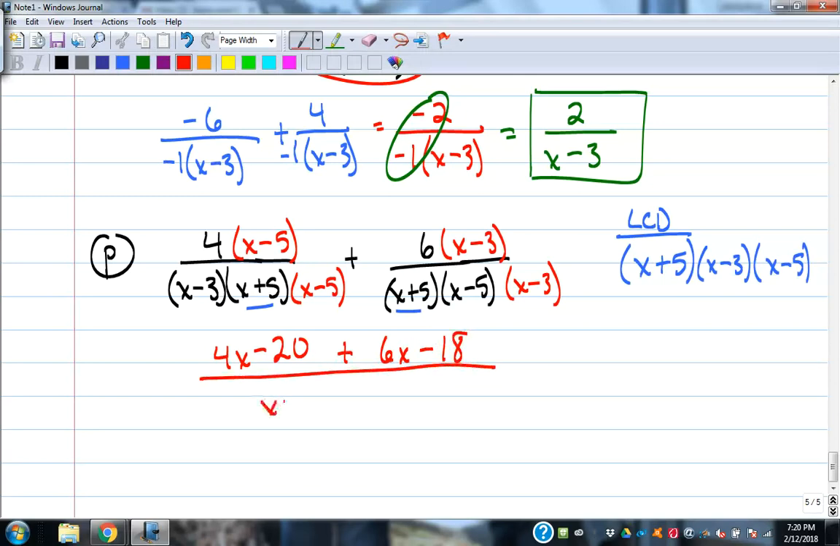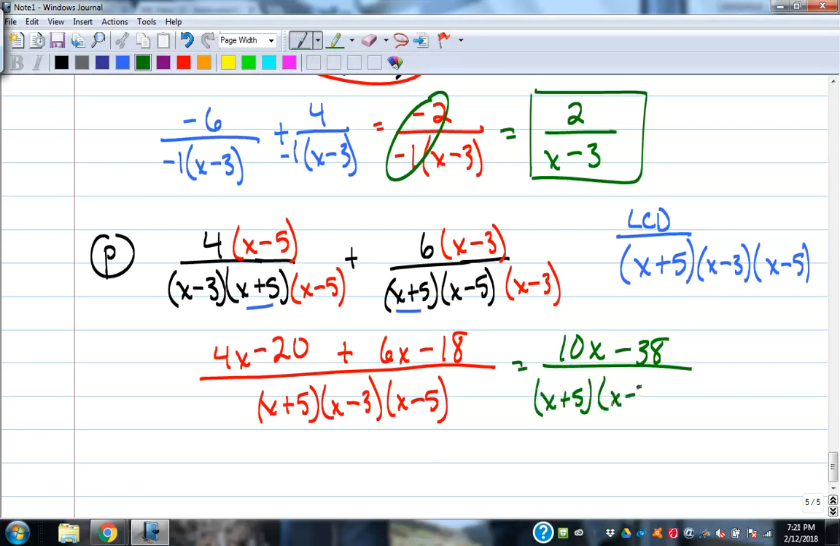On the bottom part, just put your common denominator. And it doesn't really matter what order you put it in there. It's the same. Then simplify the numerator. 4x plus 6x is 10x. Negative 20 and negative 18 is negative 38. Over x plus 5, x minus 3, x minus 5. And you've simplified.